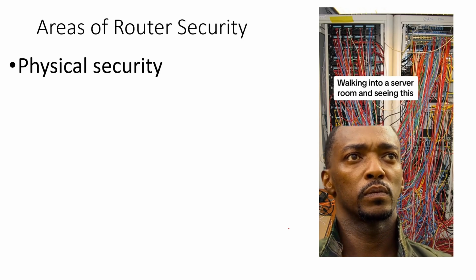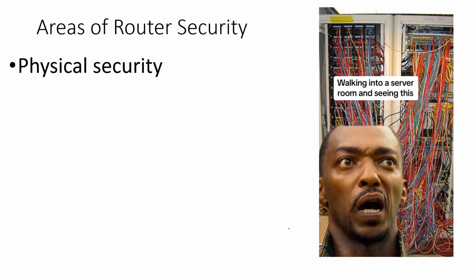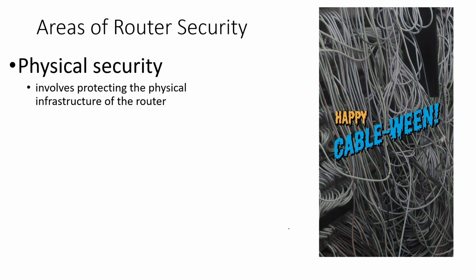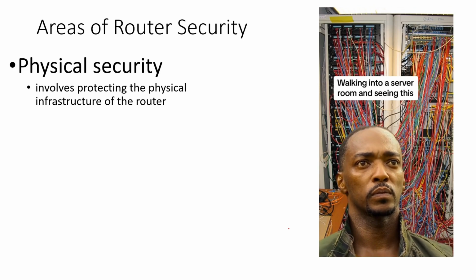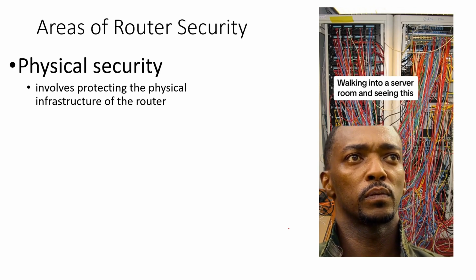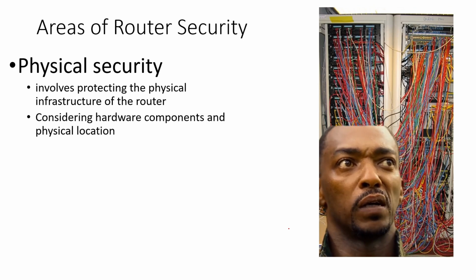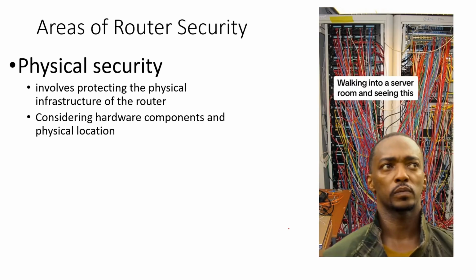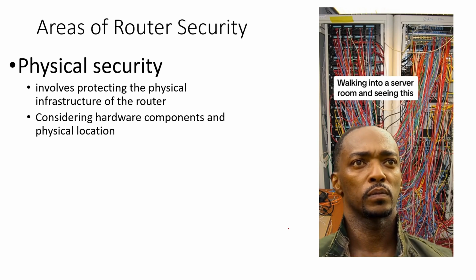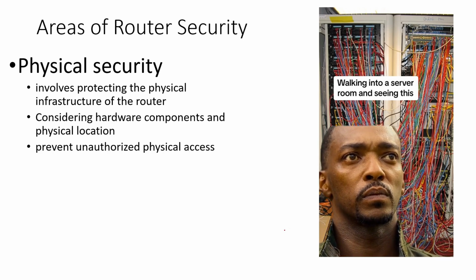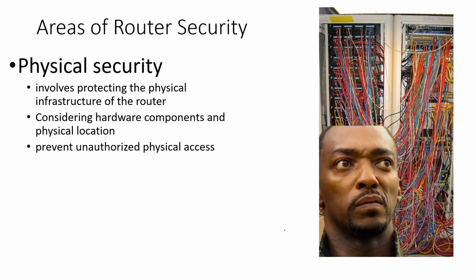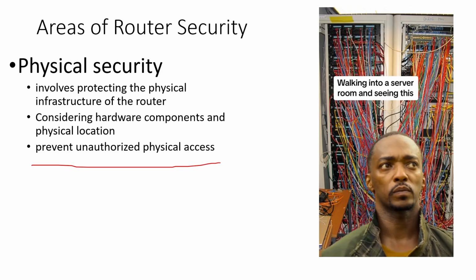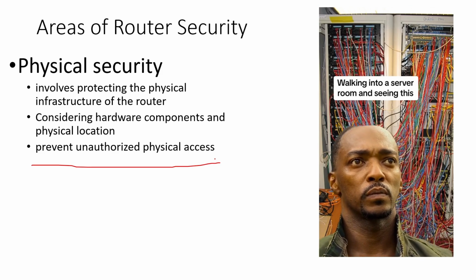So the areas of router security that we might consider, the first one could be the physical security. This involves the protection of the physical infrastructure of the router. You should also consider the hardware components and the physical location of your routers. So usually routers and switches are placed in a secure location just to prevent unauthorized physical access to these devices.